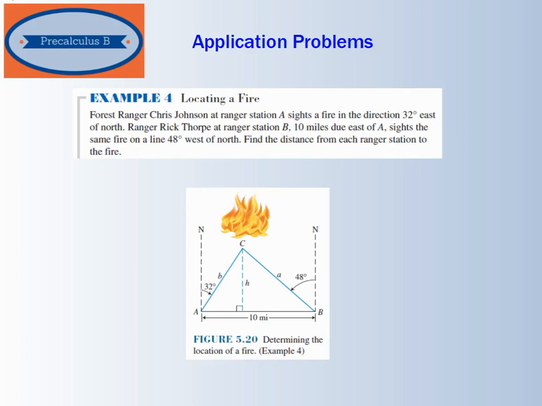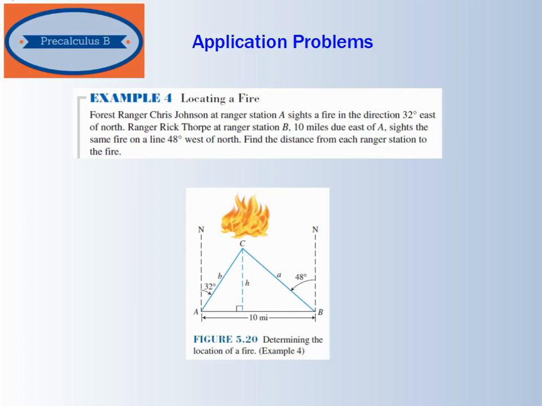Ranger Rick Thorpe at Ranger Station B on the other side, all right, he sees the same fire on a line 48 degrees west of north. And there's 10 miles between Ranger Stations A and B. And we want to know the distance from each Ranger Station to the fire. So we could actually now draw a triangle based on this, knowing the angles, and we could solve this triangle and figure out the values for A and B.